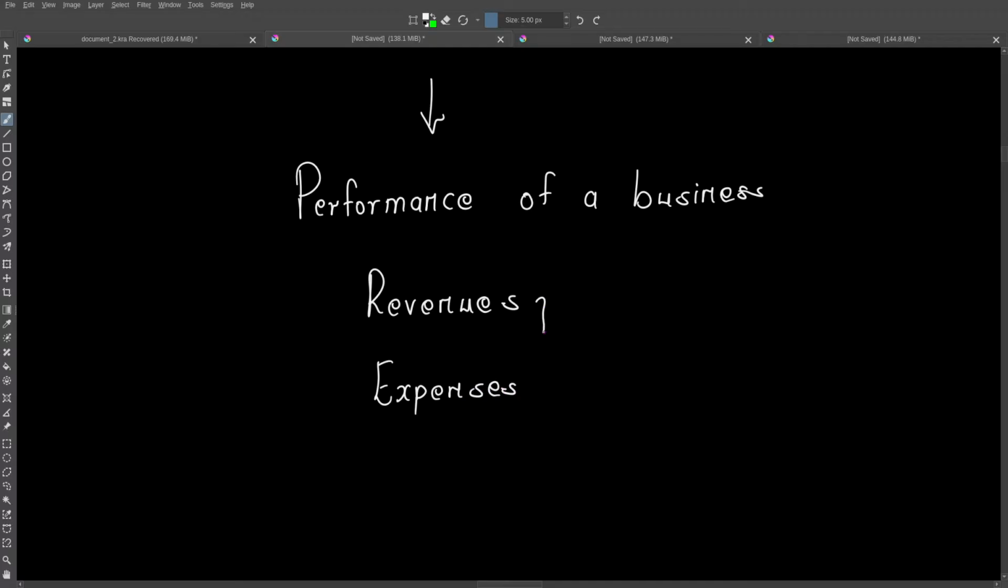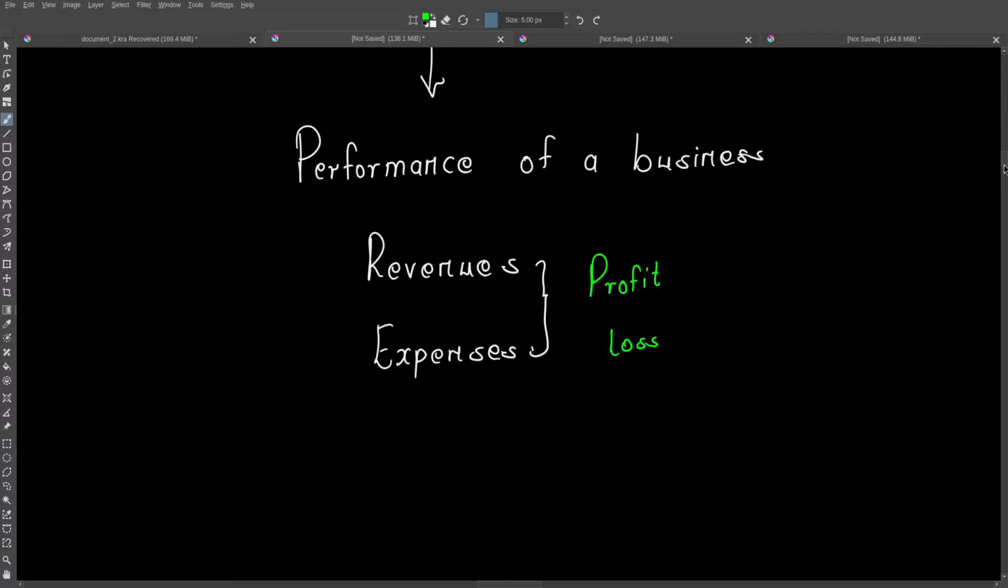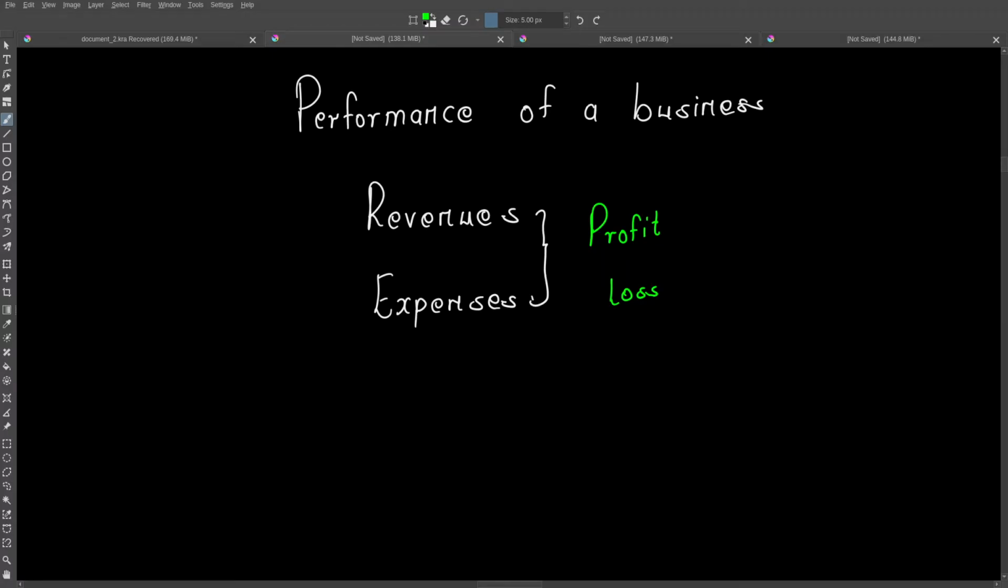Once you take the revenues, less the expenses, you are going to get the profit that business has earned during the period. That is the profit or the loss. They could make a profit or loss. If the revenues are more than the expenses, that is basically a profit. If the expenses are more, that is basically a loss. So that is what the statement of profit or loss shows, the performance of a business.